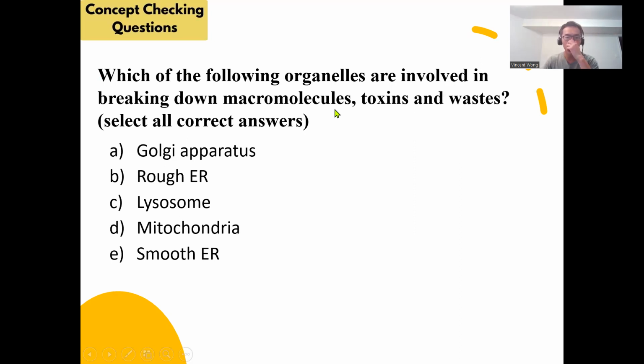Which of the following organelles are involved in breaking down macromolecules, toxins, and waste? Select all correct answers. So that would be the job of lysosome. It has various enzymes in it to break down macromolecules. The smooth ER, we just learned a slide ago, plays a role in detoxification. So those are your correct answers.